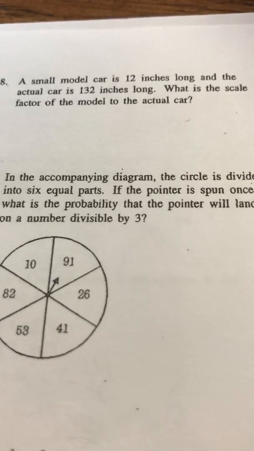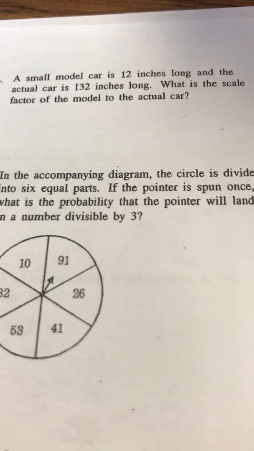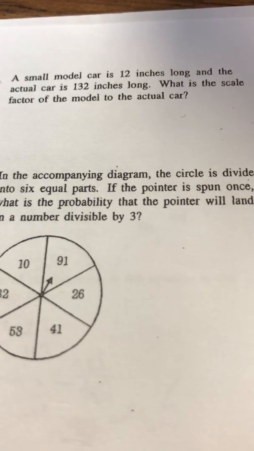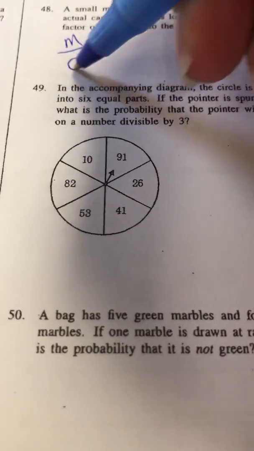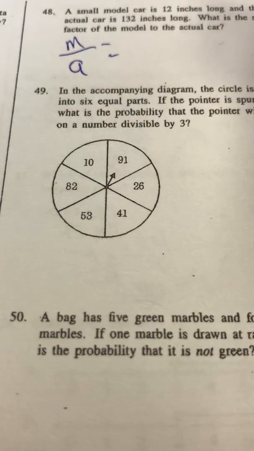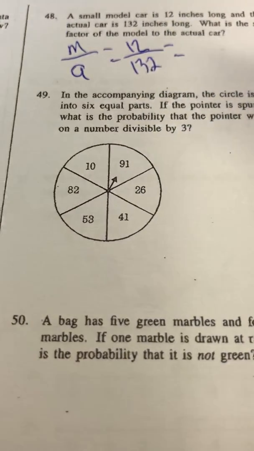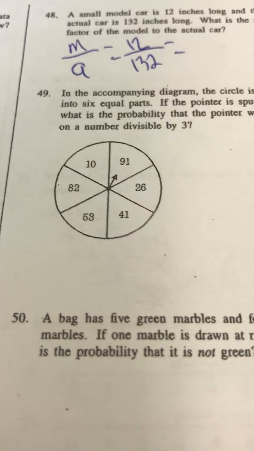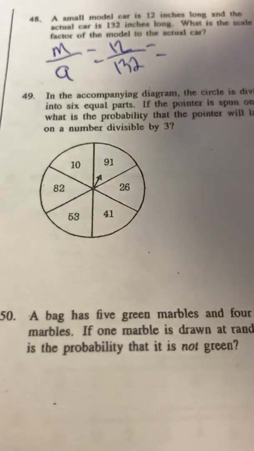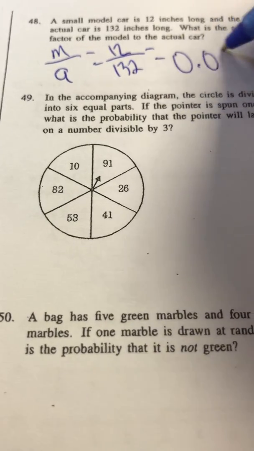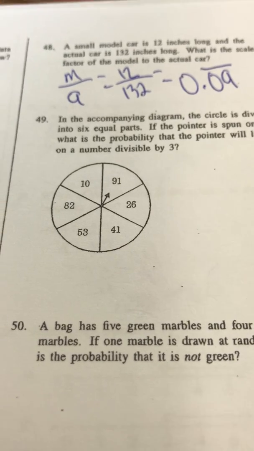A small model car is 12 inches long, and the actual car is 132 inches long. What is the scale factor of the model to the actual car? So we have the model over the actual. Our model is 12 inches. Our actual is 132 inches. When we divide that, our final answer is 0.09, repeating, as our scale factor.